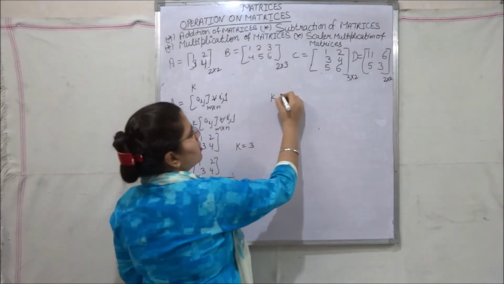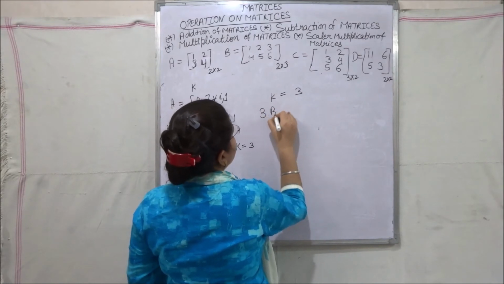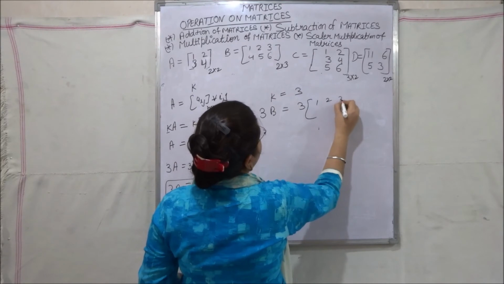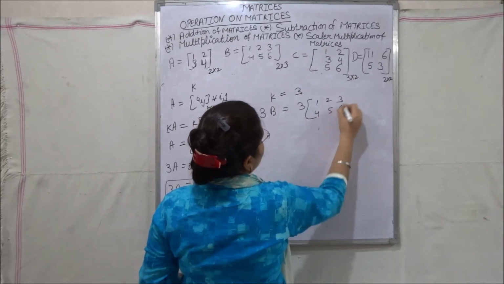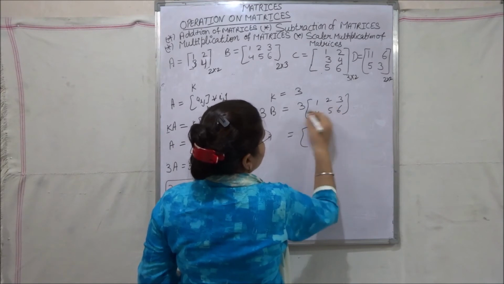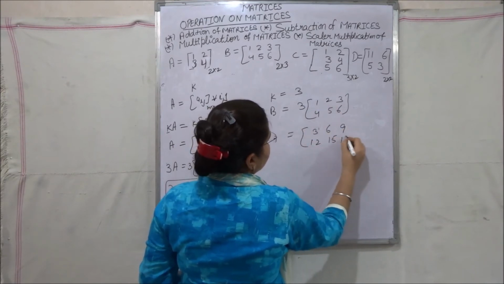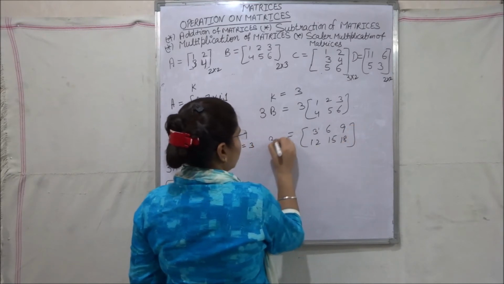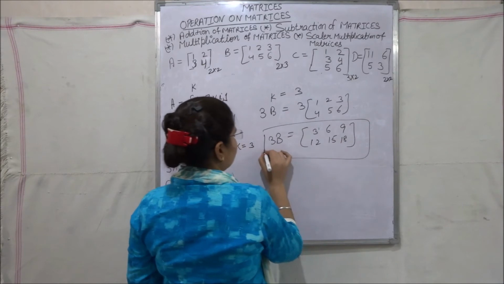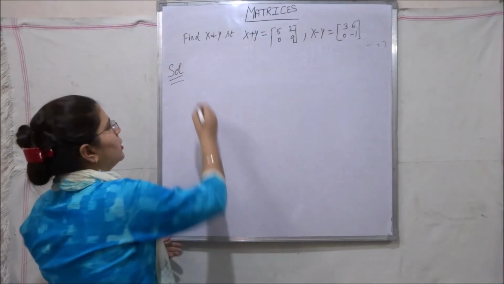Suppose K is 3, then 3 multiplied by matrix B, which is 1, 2, 3, 4, 5, 6, and we will get 3, 6, 9, 12, 15 and 18. So in this way scalar multiplication can be done. Now let's solve one question.